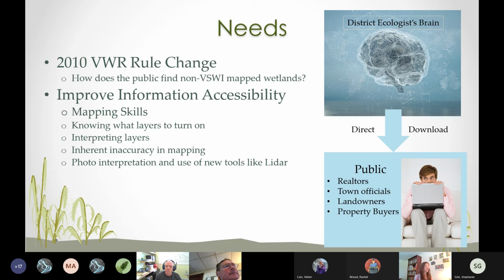And really the kind of user group that we're aiming towards aren't necessarily the consultants and the engineers and the folks that regularly use our mapping program, but people for whom this is their first time needing to look at a certain property in the context of whether or not there's a wetland on that property. So realtors, town officials, landowners, potential property buyers. These are all people that we're aiming towards.